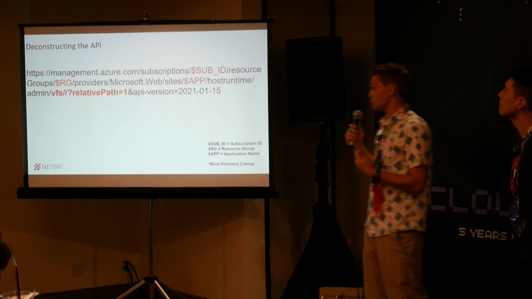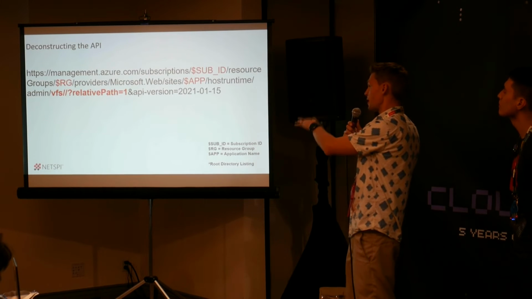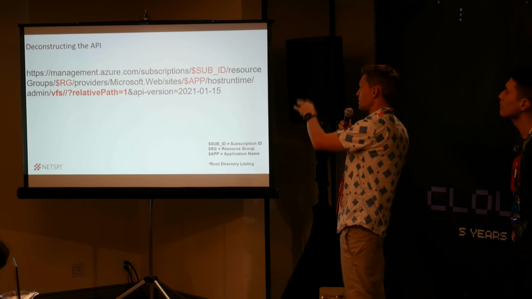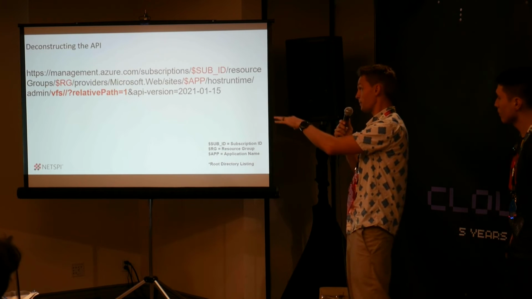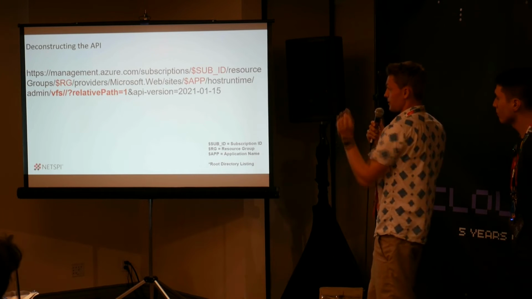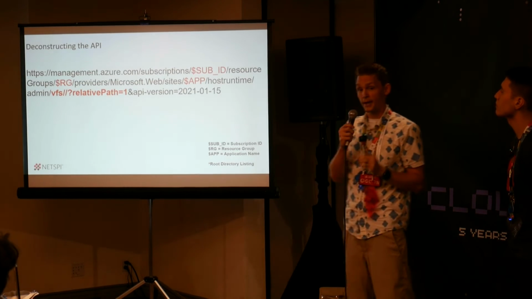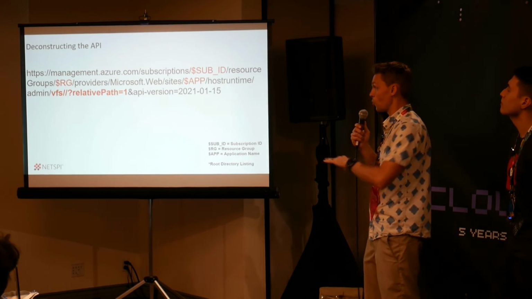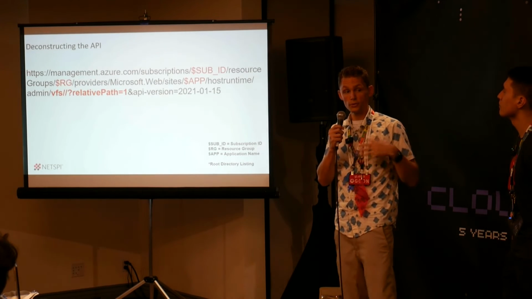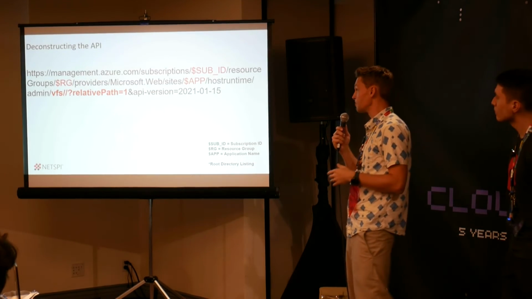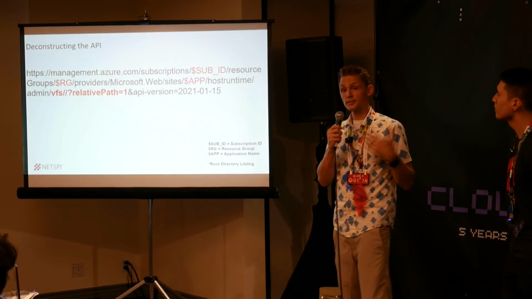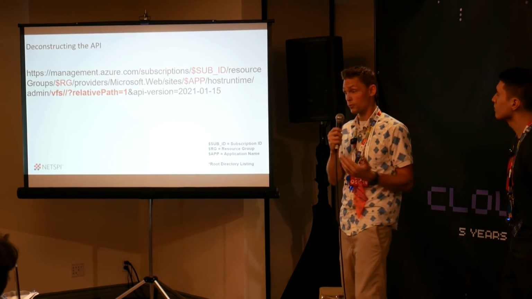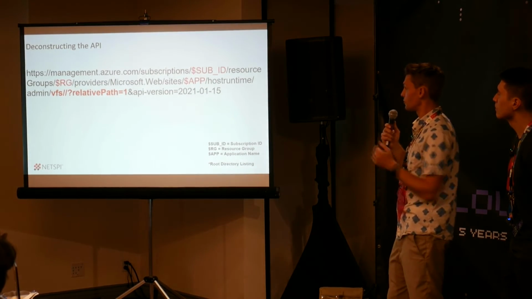And if we deconstruct that API, it's a management.azure.com API, specifically the host runtime admin VFS for the function app itself. The key thing here that we're going to care about is the relative path equals 1. If that's set to 1, that just gives you the application files that you normally see within the Azure portal. If we change that to 0, that gives us the root file system on the container, be it Windows or Linux.